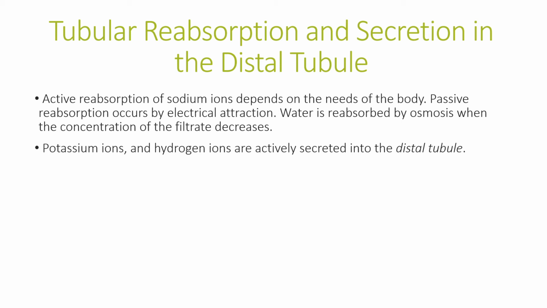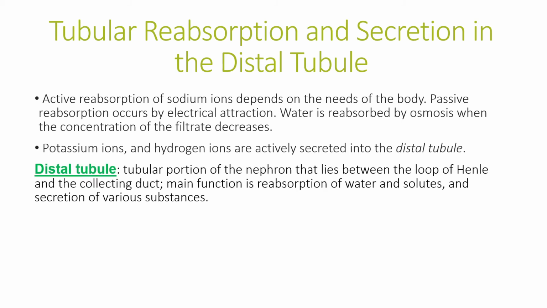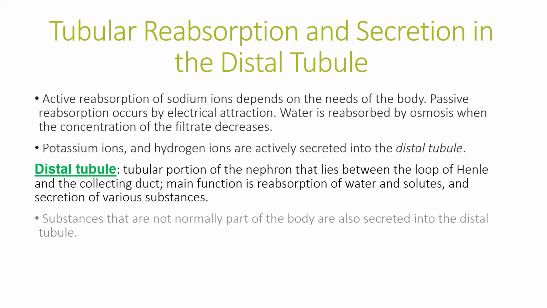The distal tubule is a tubular portion of the nephron that lies between the loop of Henle and the collecting duct. Its main function is the reabsorption of water and solutes and the secretion of various substances. Other substances that are not normally part of the body, such as penicillin and other medications, are secreted from the blood into the distal tubule.